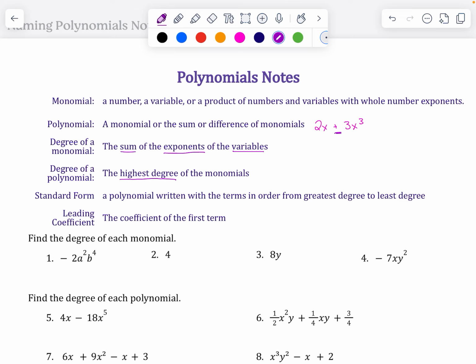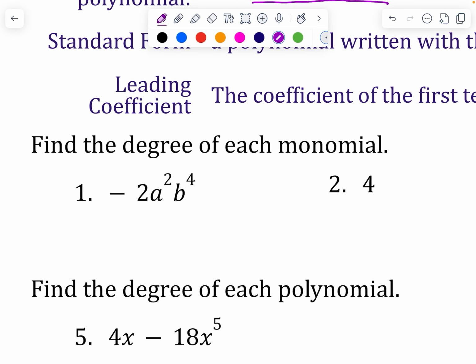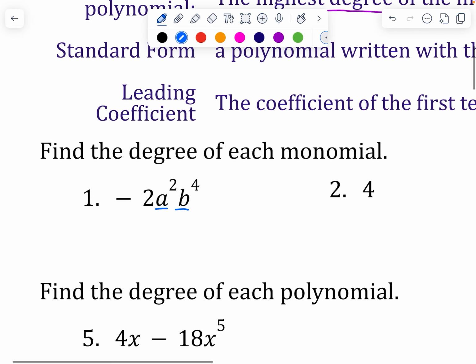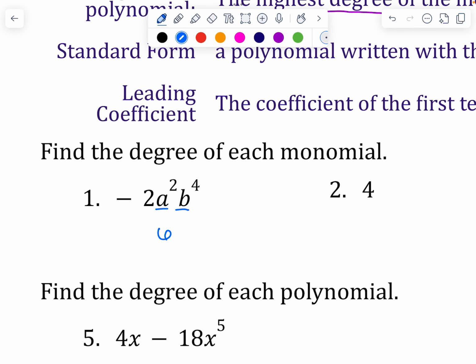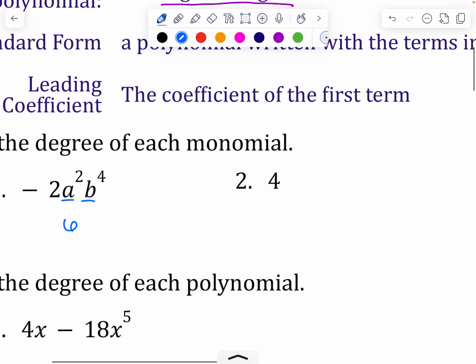So that's a whole lot of definitions, but let's just get into looking at some of them. So this asks us to find the degree of each monomial. So here, because I have two different variables, all I'm going to do is add the exponents together. So 2 plus 4, the degree of this is 6. So we add them together because there's more than one variable. On number 2, we have no variable. So that means if we have no variable, our degree is going to be 0.